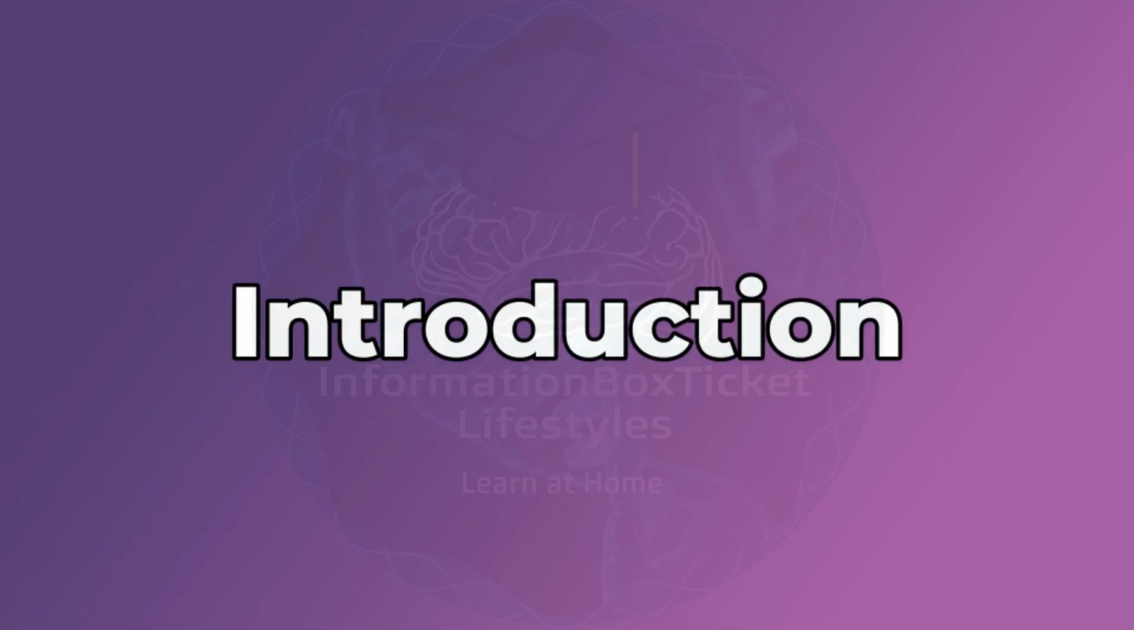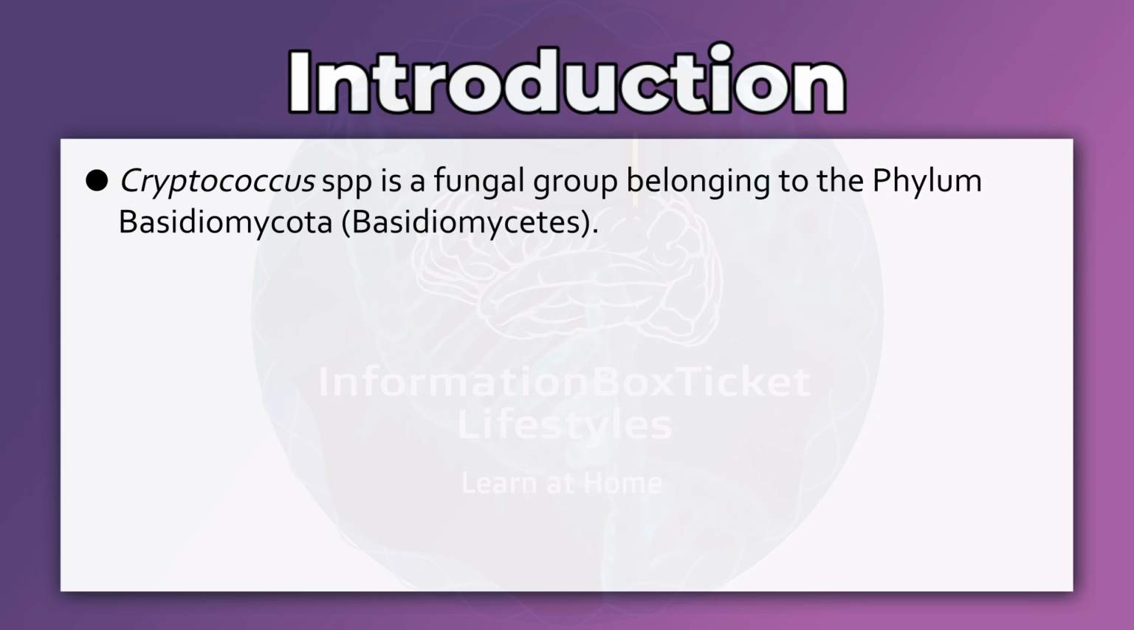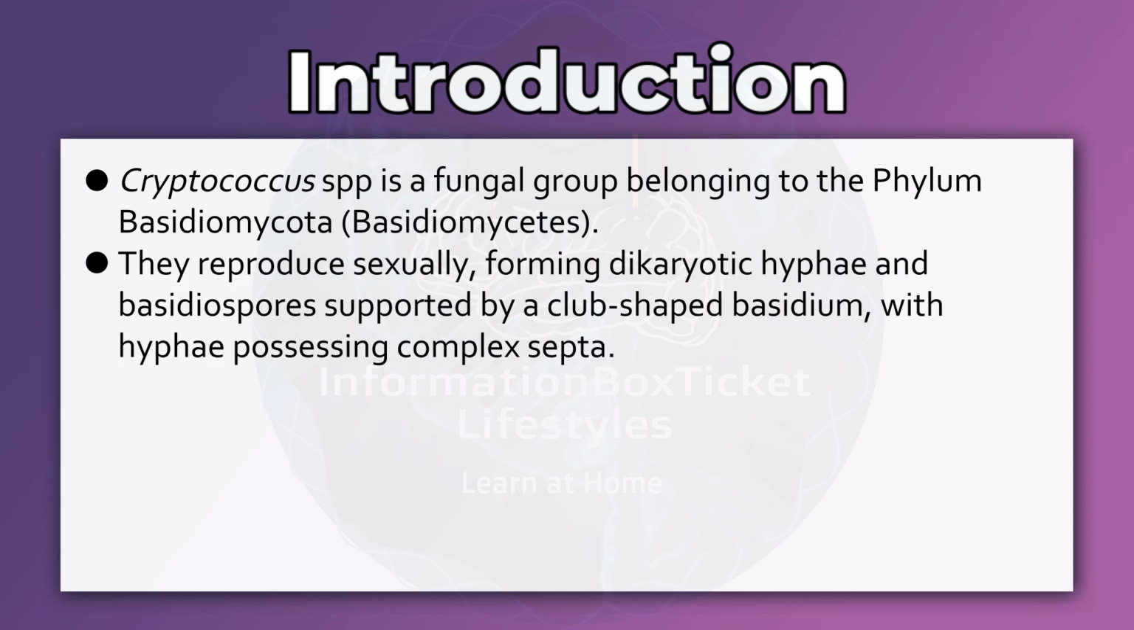Introduction to Cryptococcus species. Cryptococcus species is a fungal group belonging to the phylum Basidiomycota, Basidiomycetes. They reproduce sexually, forming dikaryotic hyphae and basidiospores, supported by a club-shaped basidium, with hyphae possessing complex septa.